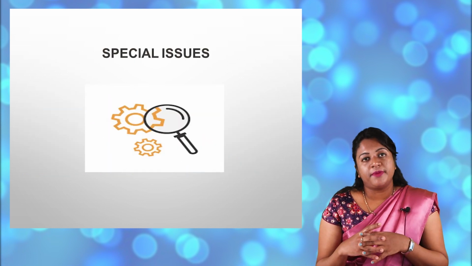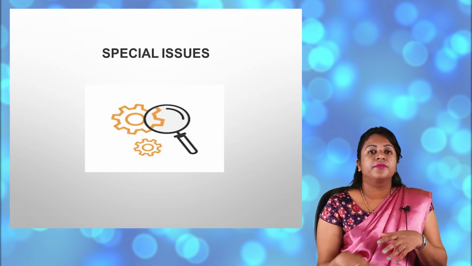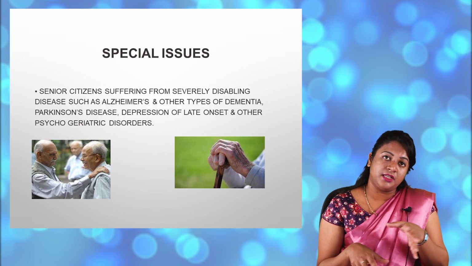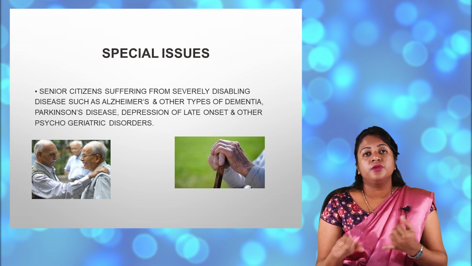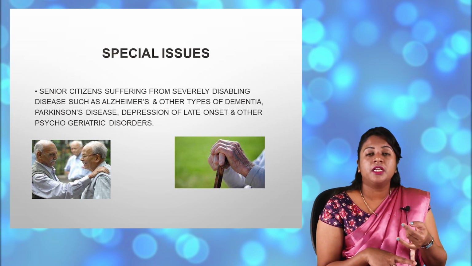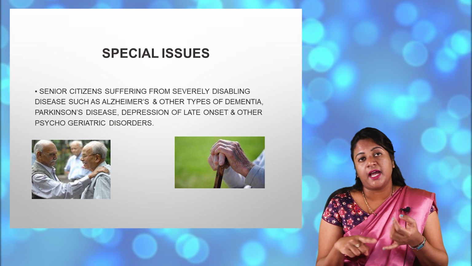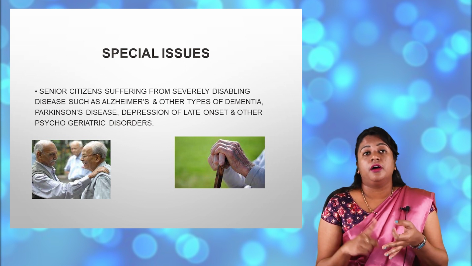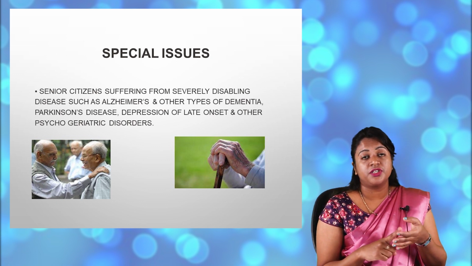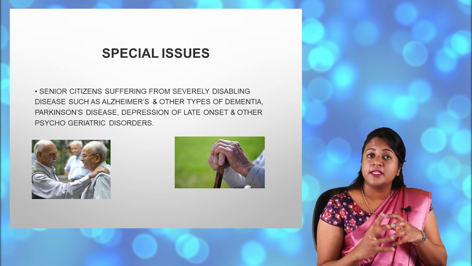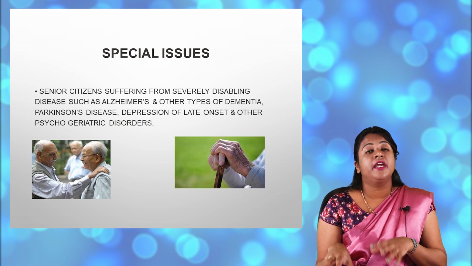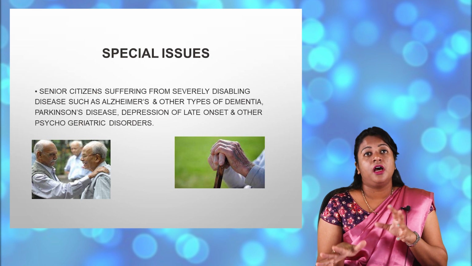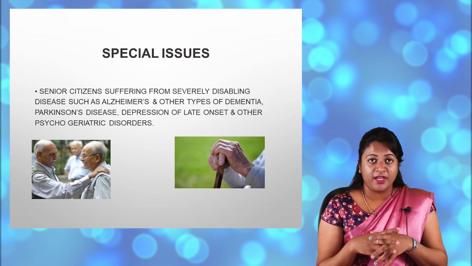So what are the special issues? The special issues are concerned with the geriatric. In geriatric, there are many mental disorders which occur. It can be Alzheimer's disease or various types of dementia, or it can be Parkinson's disorders, depression which is late onset. So all these happen in the elderly individuals or the senior citizens. So that is one of the special issues which happens in the geriatric.